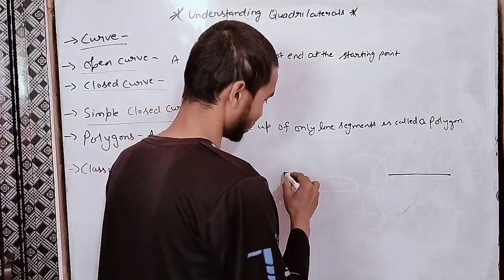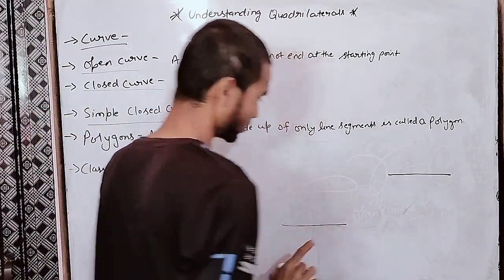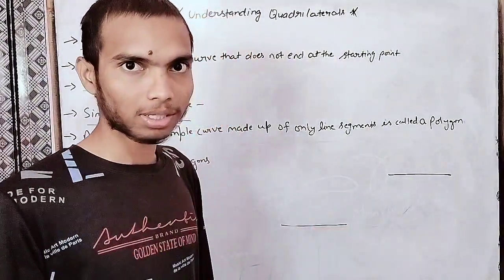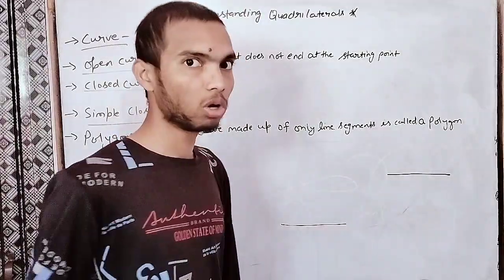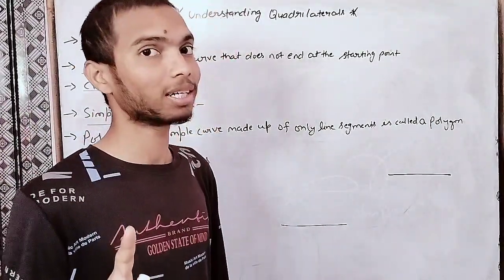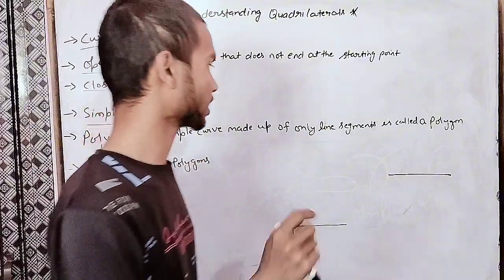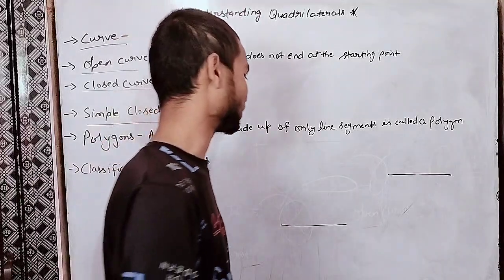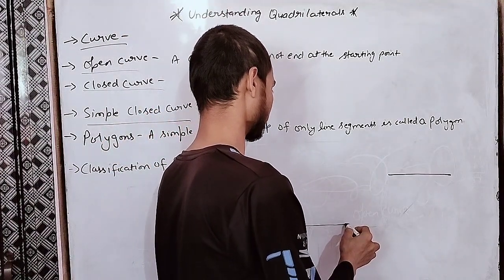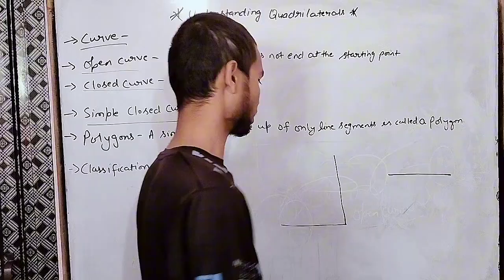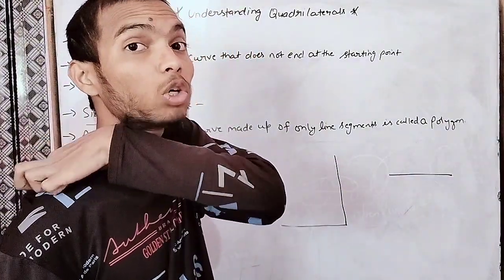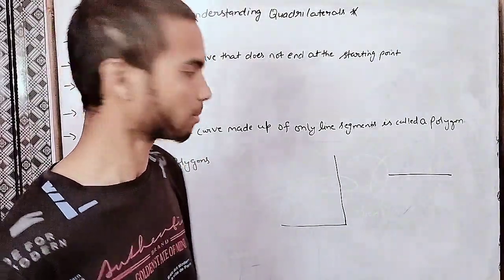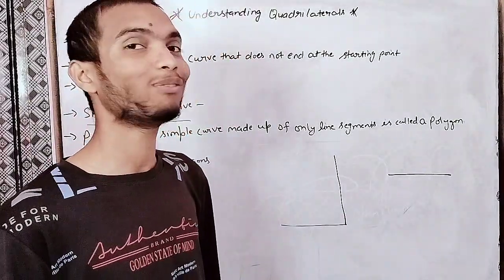Now you can see here, this is one line segment. We started from one point, then we ended at a second point, which is the last point. It is called a line segment. Now let's create a second line segment. I told you that one line segment will not create a polygon. This is the second. Now we have two line segments.